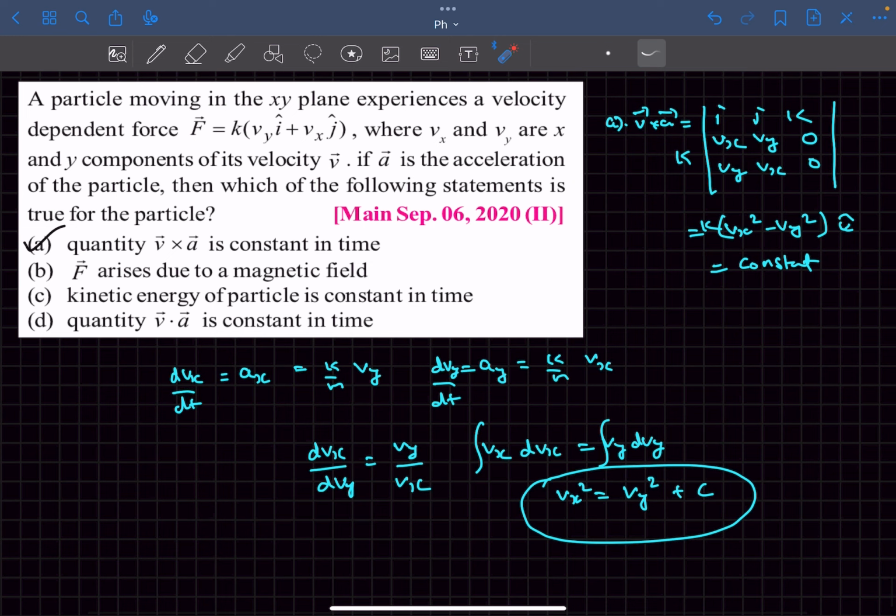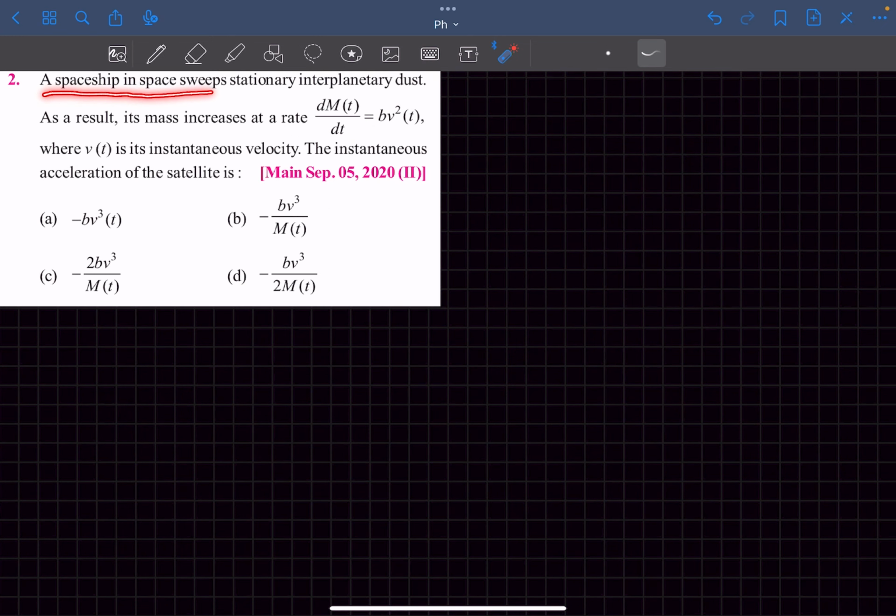So moving on to the next problem. In this problem, we have a spaceship that sweeps stationary interplanetary dust, and as a result, its mass increases at a rate given by this. V is the instantaneous velocity, and we have to find the instantaneous acceleration.